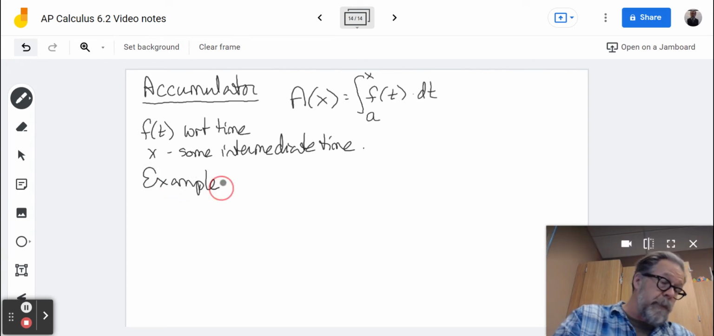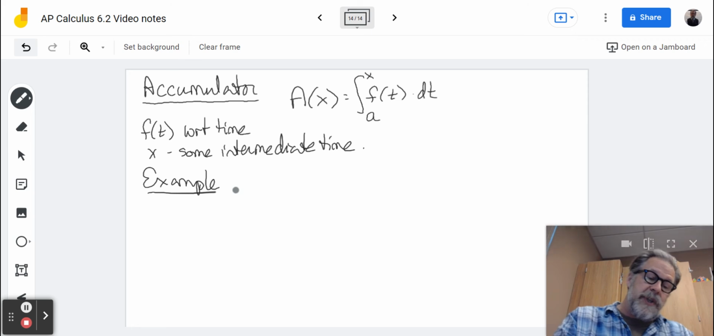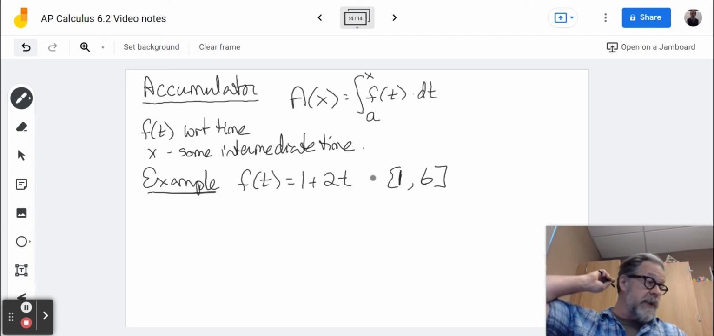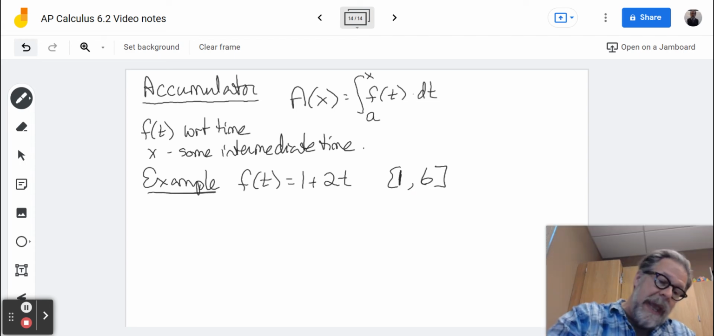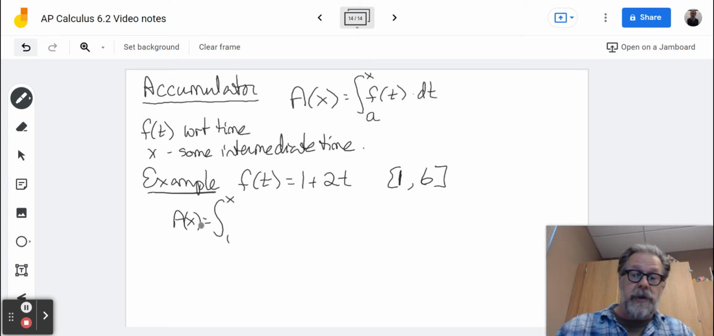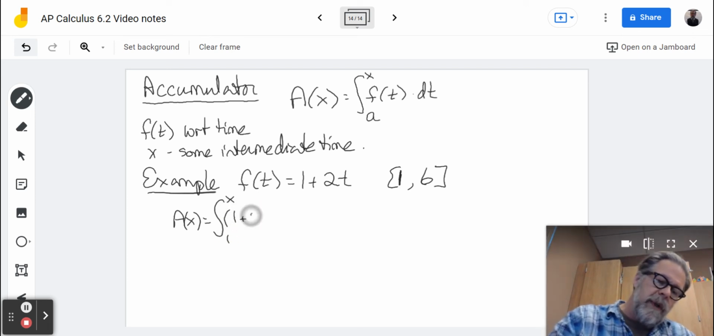Here's our example. Let's say that our function of time is 1 plus 2t for the interval 1 to 6. So time is going from time 1 to time 6. And our accumulator function is the integral from 1 to x. Remember, this is going to be a variable function because we want to know what's happening, how much at time 2, how much at time 2.5, and so on, of 1 plus 2t dt.